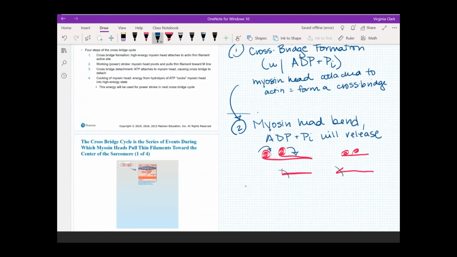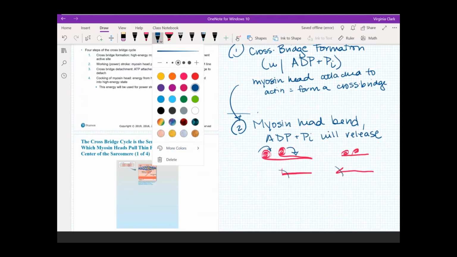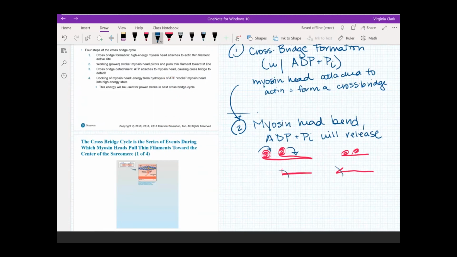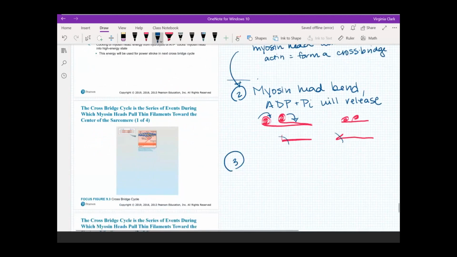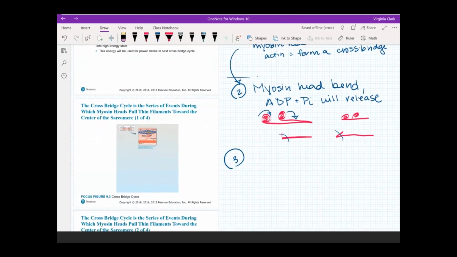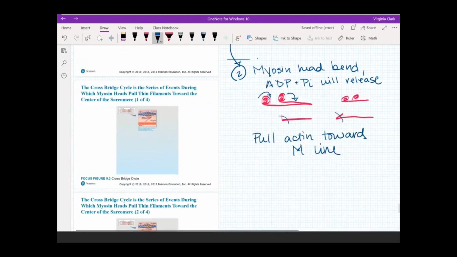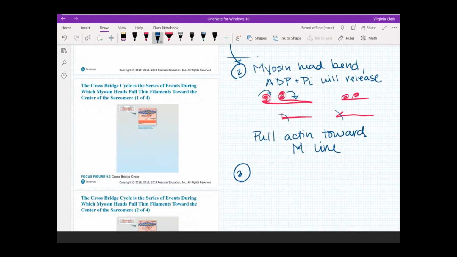And when it does this, it will actually lose ADP and your phosphate. It'll pop off. So then if the ADP and phosphate has popped off, then it will pull, we're not quite to part 3 yet. If the myosin head bends, it will pull actin toward the M line, toward the middle. So it'll pull actin towards the M line. And then it will go through a process of cross-bridge detachment.